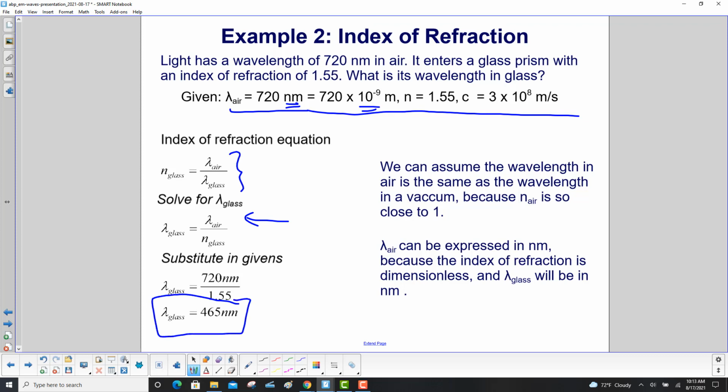So what are our assumptions here? We'll assume that the wavelength in air is the same as the wavelength in a vacuum because N air is so close to 1. Lambda air can be expressed in nanometers because the index of refraction is dimensionless, and lambda glass will be in nanometers. So we didn't have to convert to meters this time because there were no other variables that had meters in them that would have canceled out.